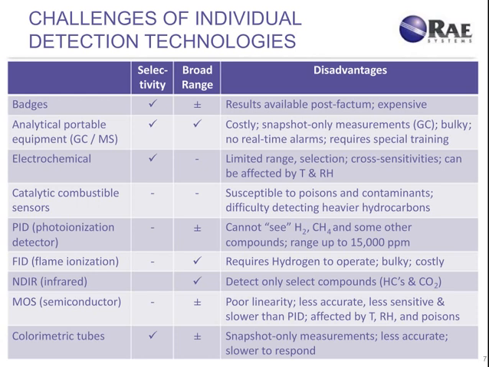These tools are selective and they're broad in range, but they're very costly. The gas chromatographs provide a snapshot-only measurement versus a continuous measurement. They're fairly bulky compared to portable gas detection instruments that we're used to. They usually provide no real-time alarms, even though they do provide an alarm when you do the analysis, but it's not a real-time alarm. And a very important consideration here is that these technologies really require special training.